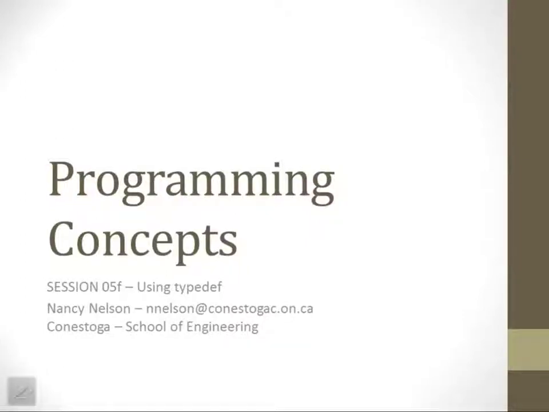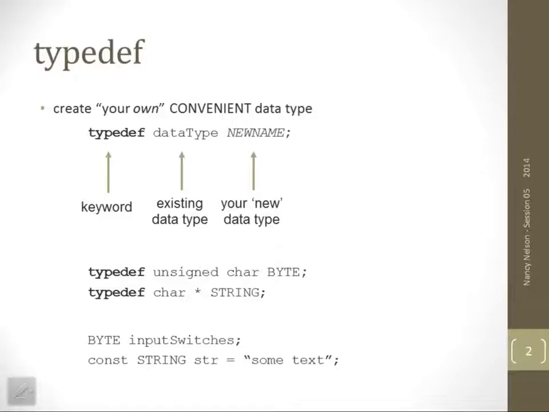In this session, we're going to look at a really nice feature of C that allows us to define our own data type based on existing data types. So as I mentioned, the typedef allows us to create our own data types, and it's very simple to do. We're going to start with the keyword typedef, then we're going to identify an existing data type. So that would be character, integer, floating point, strings, structures, those kinds of things. And then we're going to give it a new name.